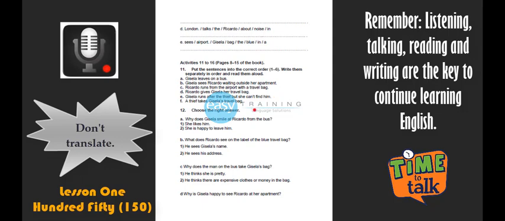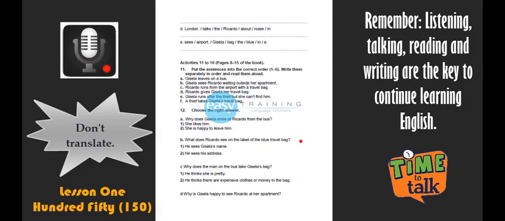In activity 12, you will have some questions. And there are 2 answers to each question. One answer is right and the other is wrong. You choose the right answer. Question A. Why does Gisela smile at Ricardo from the bus? Is it because Gisela likes Ricardo or because Gisela is happy to leave him?